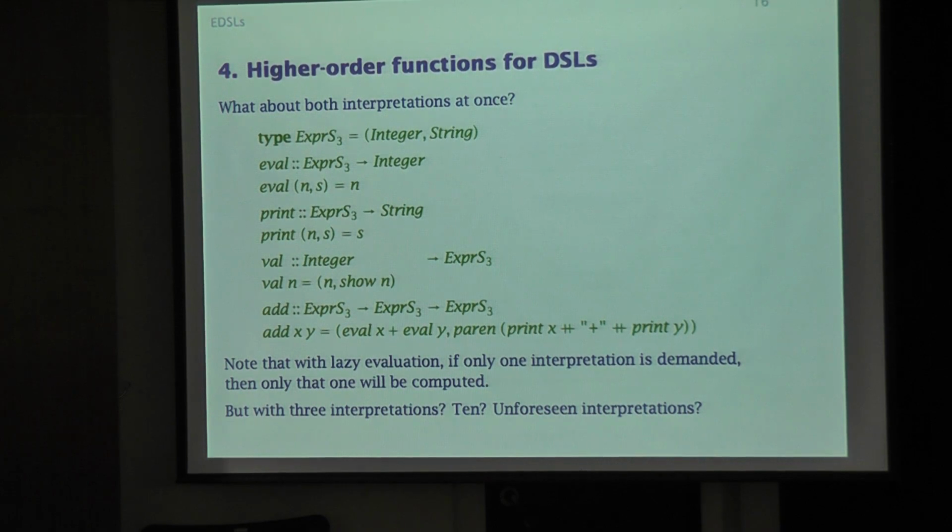So, what can you do? Here's a simple technique. If I want two interpretations, I'm going to pick another semantic domain, a third semantic domain. This time, I'm going to represent expressions not as integers, not as strings, but as pairs, consisting of an integer and a string. And then val needs to take an integer and make one of these expressions. Add needs to take two expressions and make one of these expressions.